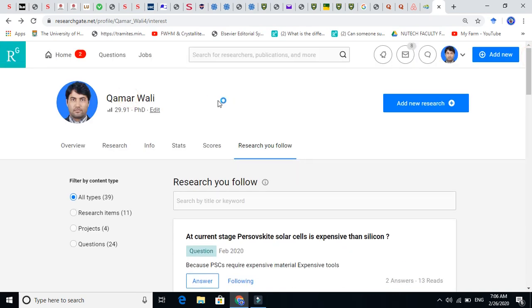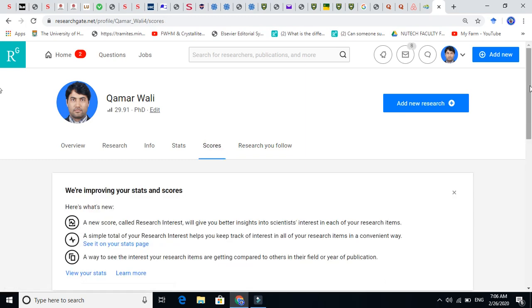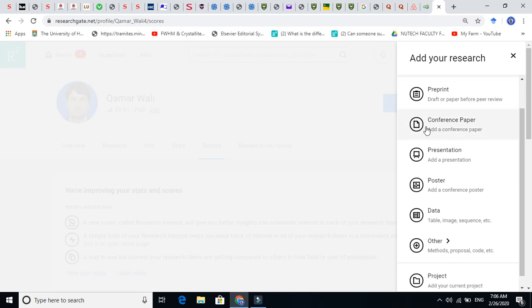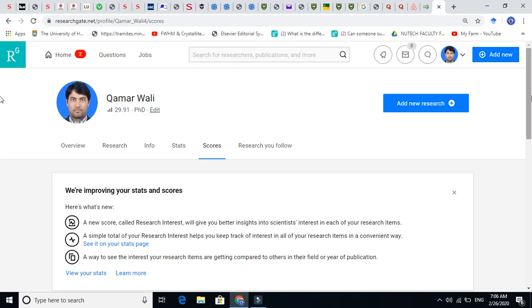And secondly, do not worry that you do not have publications or those things, because you can add so many other things. Look here, you can add a conference paper, a presentation, a poster, everything. So don't worry, whatever you have related to research, just upload it here. That will enhance your score and give a good impression about you.